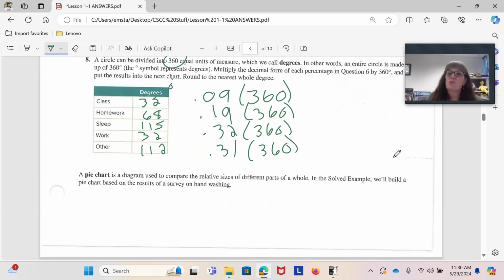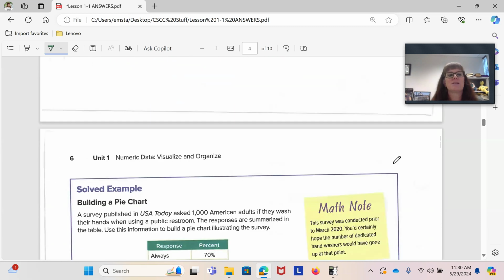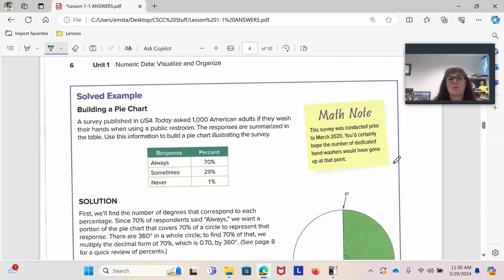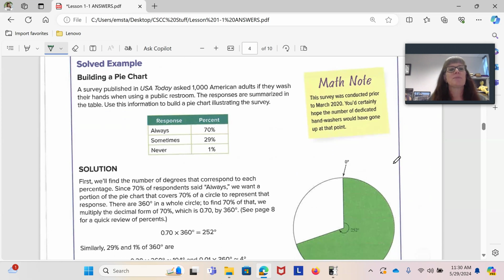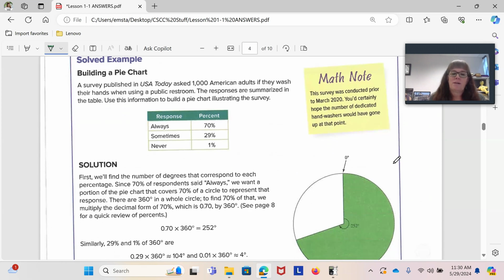All right, we're going to use these percents from number 8 to create a pie chart. A pie chart is a diagram used to compare relative sizes of different parts of a whole. And you will see here that they give you an example. This is a solved example, so we'll go through it a little more quickly since it's already done for you. This is an example of a different survey. They asked people if they washed their hands after using the public restroom. 70% said always, 29% said sometimes, never was 1%.